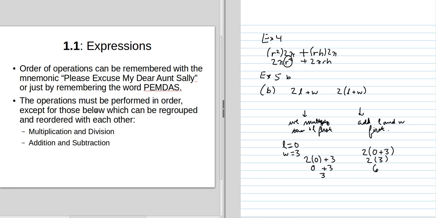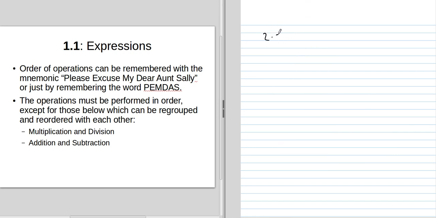Now, the multiplication and division and the addition and subtraction can actually be reordered and regrouped, because multiplication and division can be done in either order. For instance, 2 times 3 divided by 2 is the same as 2 times (3 divided by 2). And that's the same as 3 divided by 2 times 2. Now it's important to not get mixed up and get your numerators and denominators backwards with the division, but you can reorder division and multiplication.